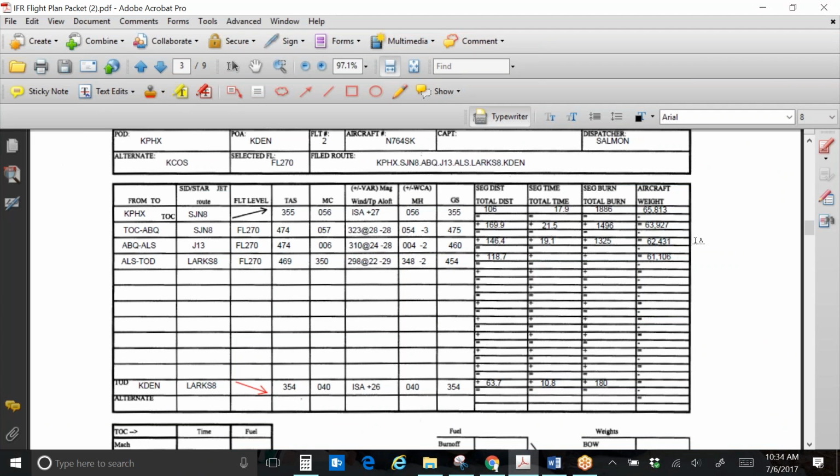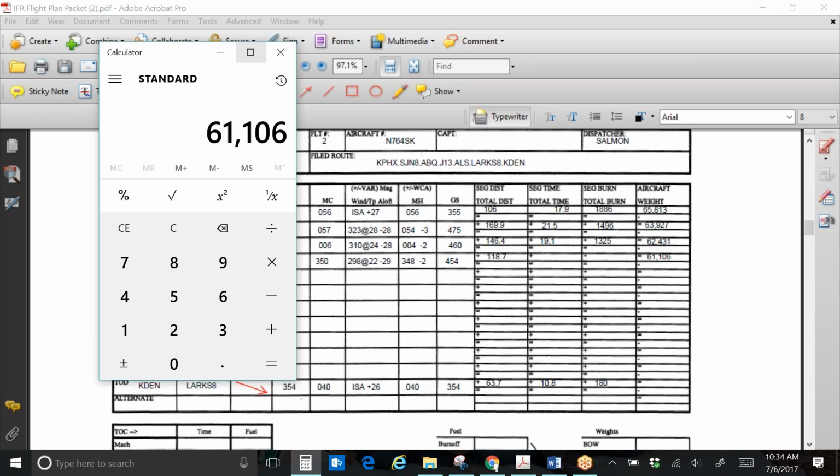Okay, so how long does it take us to go 118.7 miles if we're going 454? I'm going to divide that by 454. And remember the decimal, 0.2615. So 60 minutes times 0.2615. It's going to be 15.7 minutes.